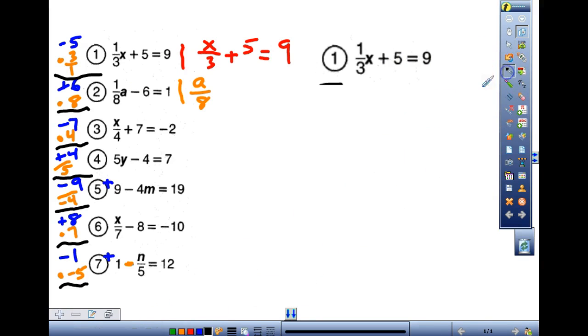So first we said we're going to subtract 5 on both sides right here. So let's subtract 5.